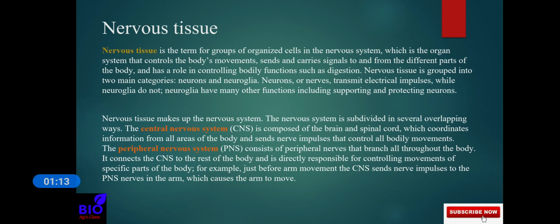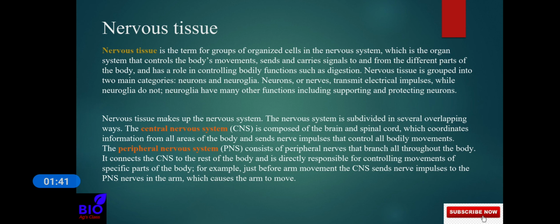Nervous tissue is grouped into two main categories: neurons and neuroglia. Neurons or nerves transmit electrical impulses while neuroglia don't. Neuroglia have some other functions including supporting and protecting neurons.